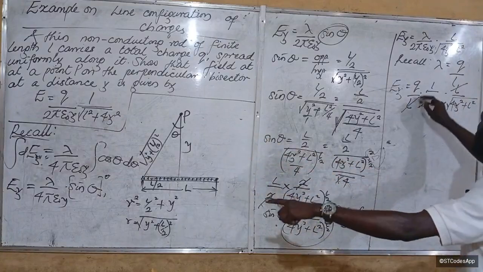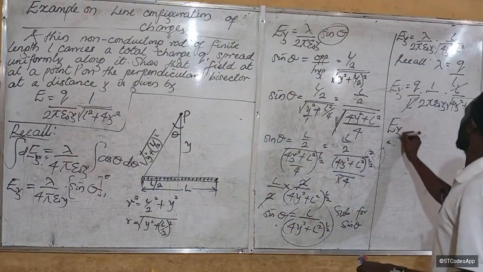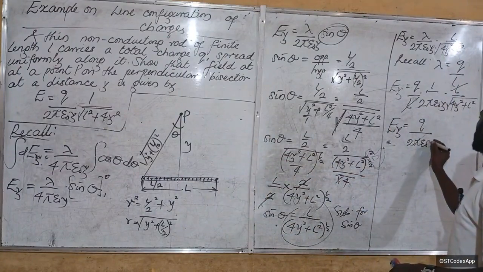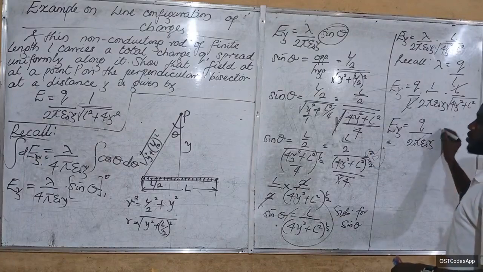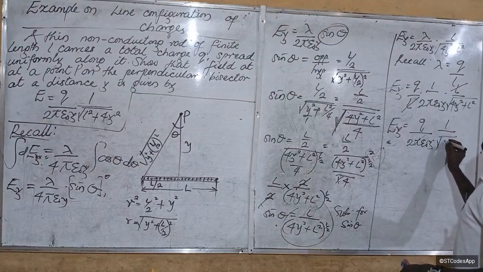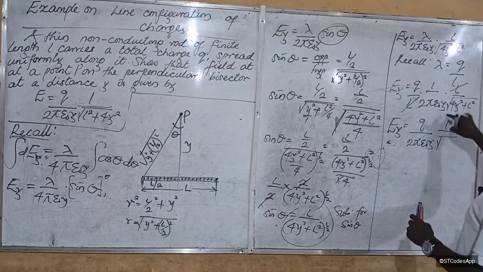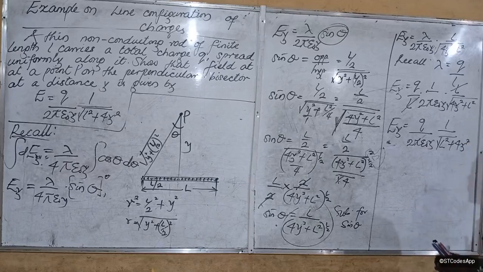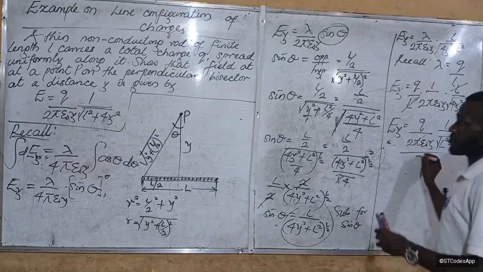So L is going to take care of L, and E sub y will be equal to Q over 2 pi epsilon naught y dot 1 over the square root of L squared plus 4y squared. All right, so that is it.